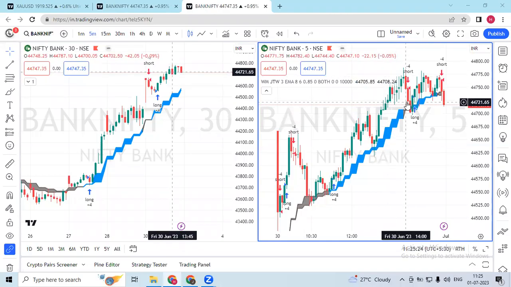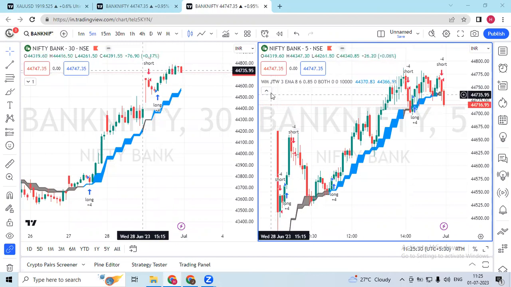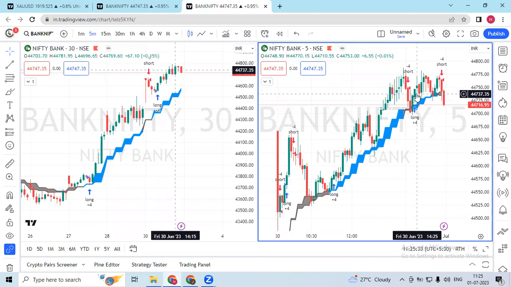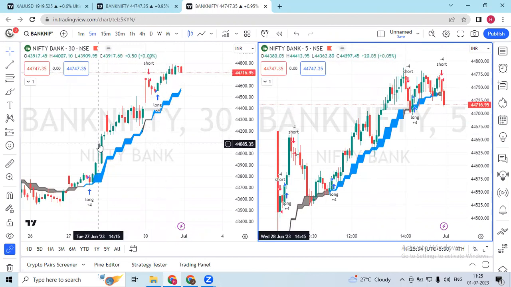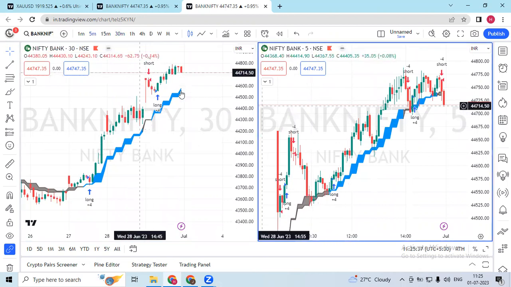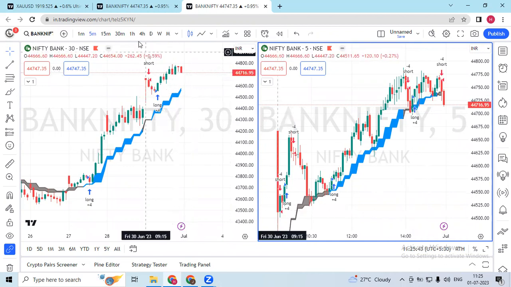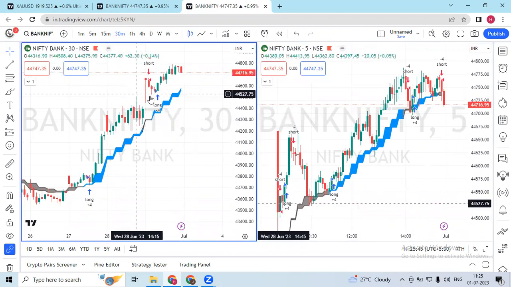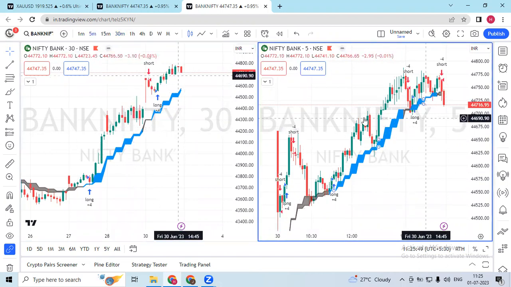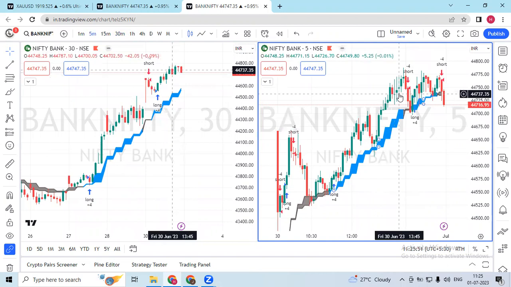Good morning, guys. I have brought for you a very simple and very effective strategy. For this strategy, you need to keep your screen layout like this. You need to have two layouts over here. On one of them, you are going to keep a 30 minutes time frame. On this, I have kept the 30 minutes time frame on the left hand side, and on the right hand side one, I have kept a 5 minutes time frame.